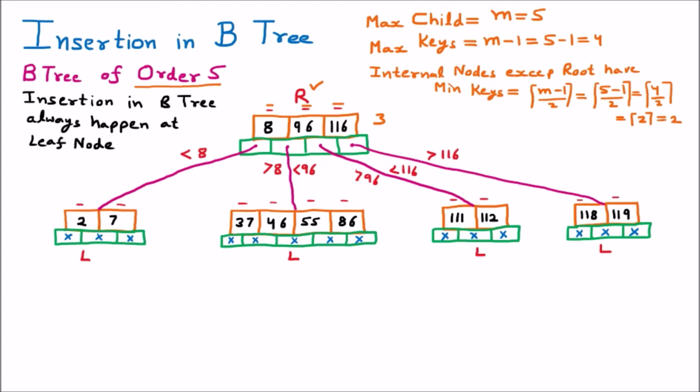So the internal nodes, except the root, will have a minimum of 2 keys, and the maximum we already know is 4. So that is the criteria that needs to be met.